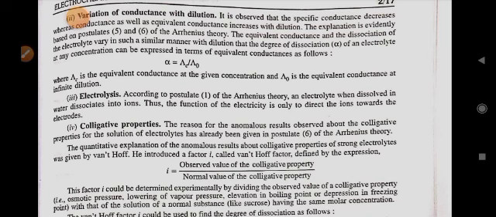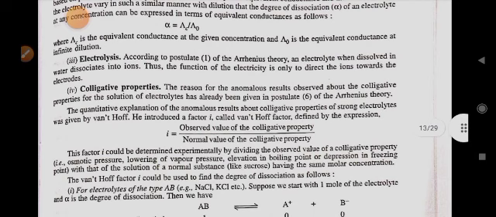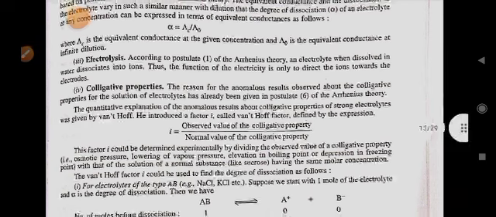Electrolysis. According to postulate 1 of the Arrhenius theory, an electrolyte when dissolved in water dissociates into ions. Thus, the function of the electricity is only to direct the ions towards the electrodes. Colligative properties. The reason for the anomalous results observed about the colligative properties for the solution of electrolyte has already been given in postulate 6 of the Arrhenius theory.